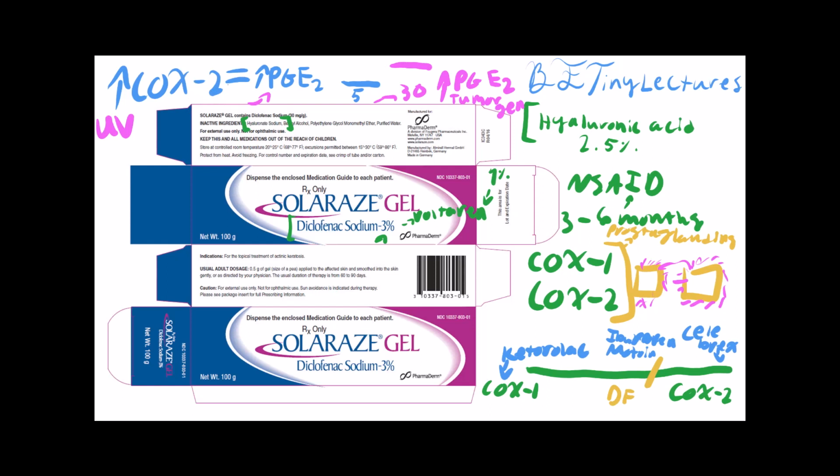And so if we use topical 3% diclofenac sodium in combination with 2% or 2.5% hyaluronic acid, we can block this cyclooxygenase number 2 enzyme, and we can decrease the amount of prostaglandin E2 creation. And if we decrease the concentration of prostaglandin E2, we decrease the ability for the tumor to grow or to develop. And we use hyaluronic acid so that we can heal the skin even further.